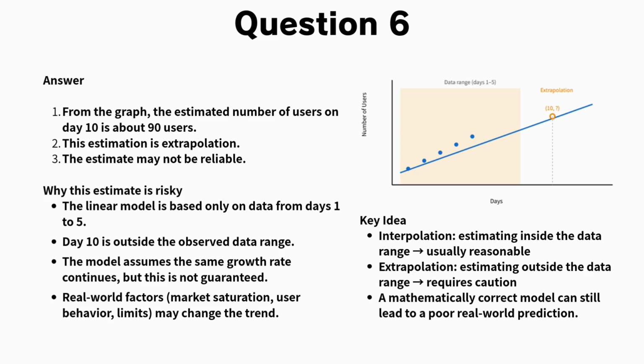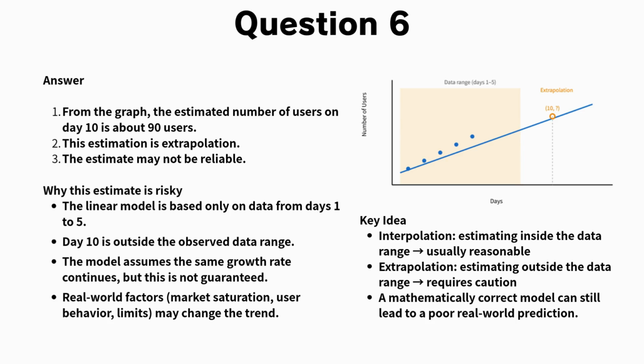User growth may slow down, level off, or even decrease due to factors such as market saturation, competition, or changes in user behavior. None of these factors are captured in the original data. That is why extrapolated predictions are less reliable than interpolated ones. Interpolation stays within known information, while extrapolation extends beyond what the data can truly support.